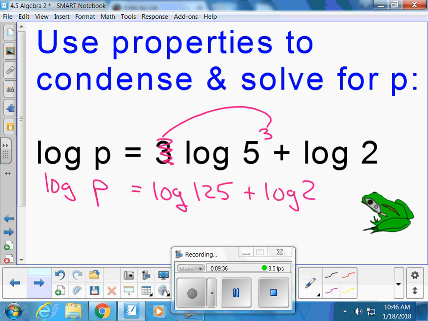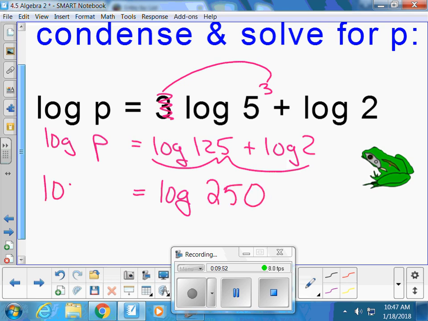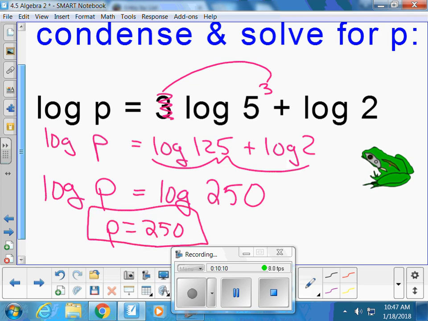All right. We can do further condensing over on that right-hand side. How can you combine those two logs? They're both base 10, by the way. We would multiply, because adding is friends with multiplying. So 125 times 2 is 250. Now, actually, we're done with the problem, because what we have on the left looks exactly like what we have on the right, so we can make a conclusion about P. If log P equals log 250, what does P have to equal? Right. So it's not like we divided to finish. We just looked at it and came up with a conclusion. Okay?